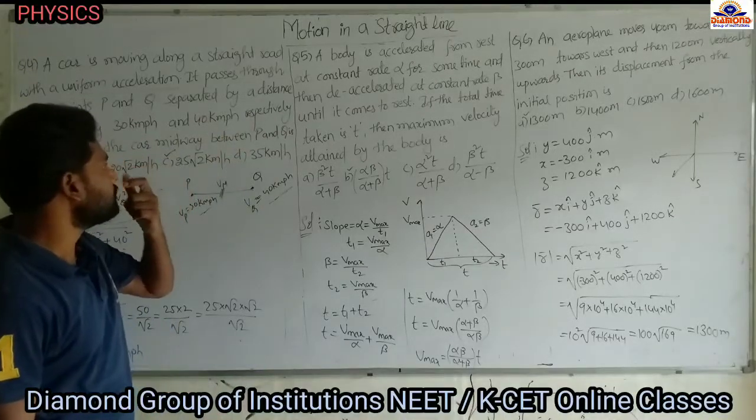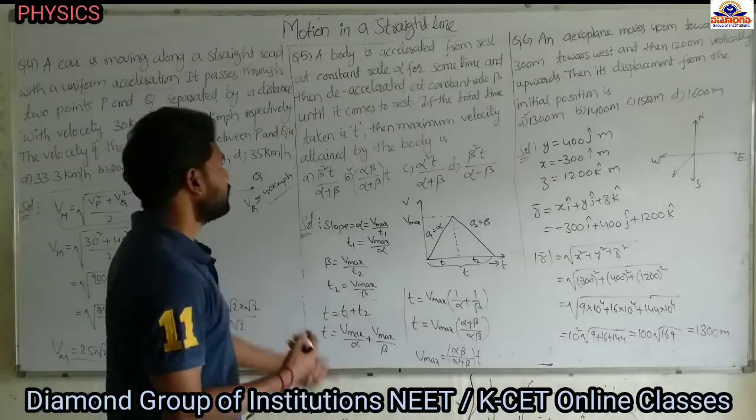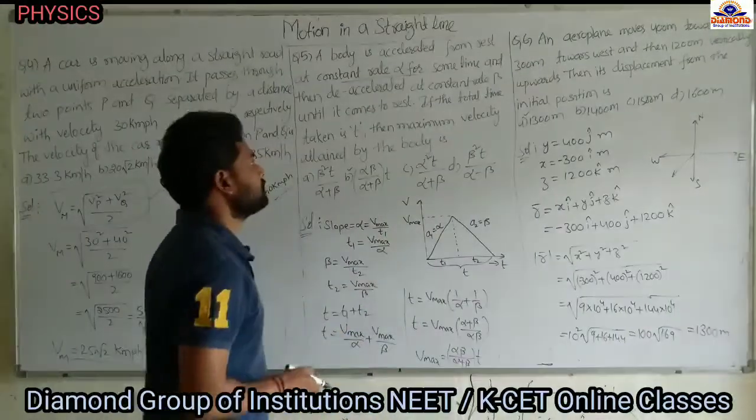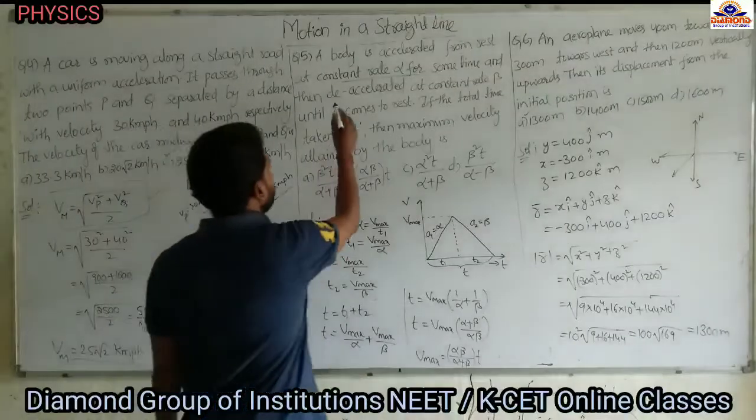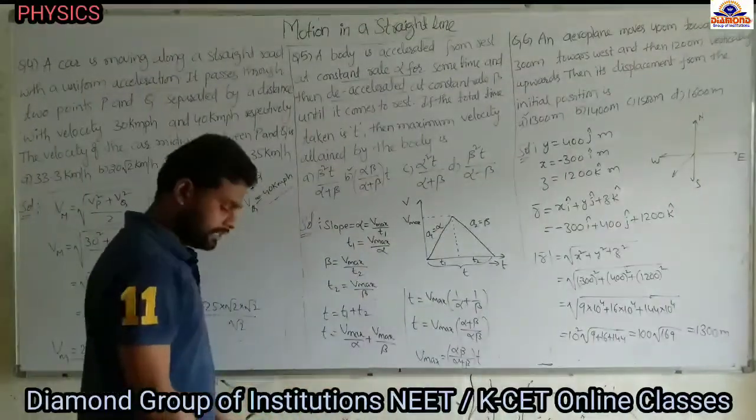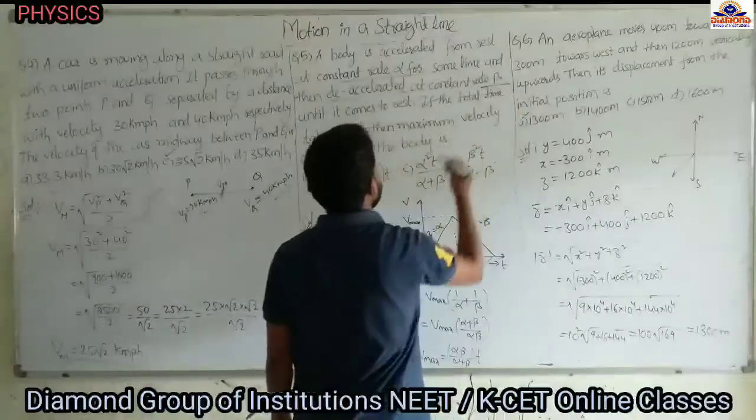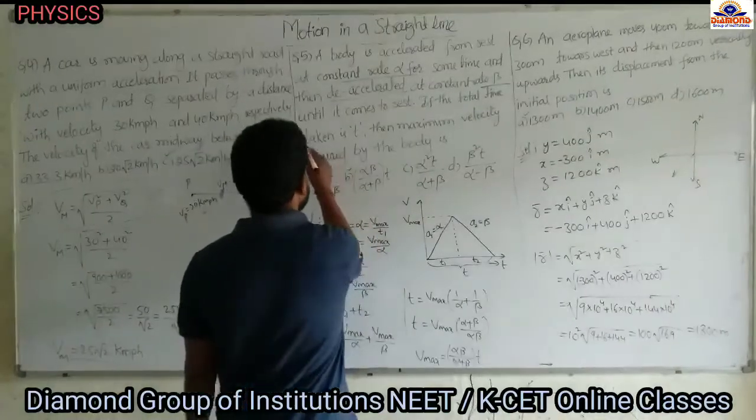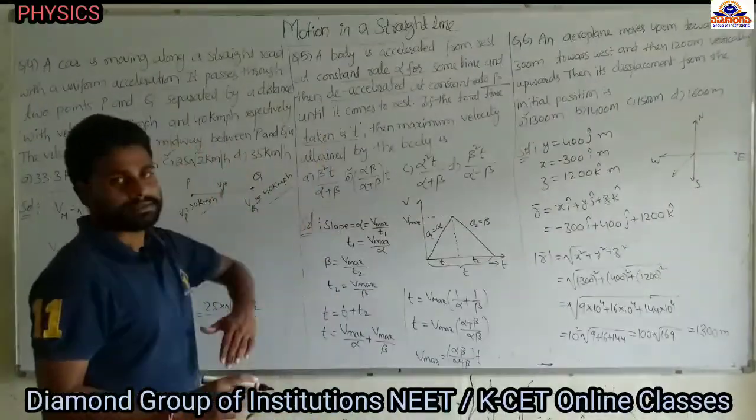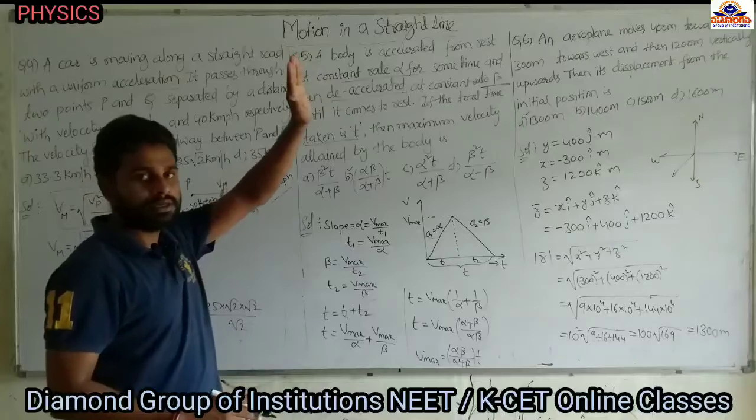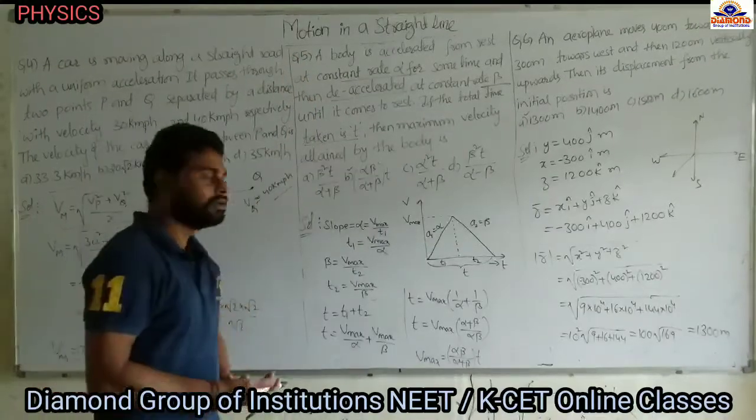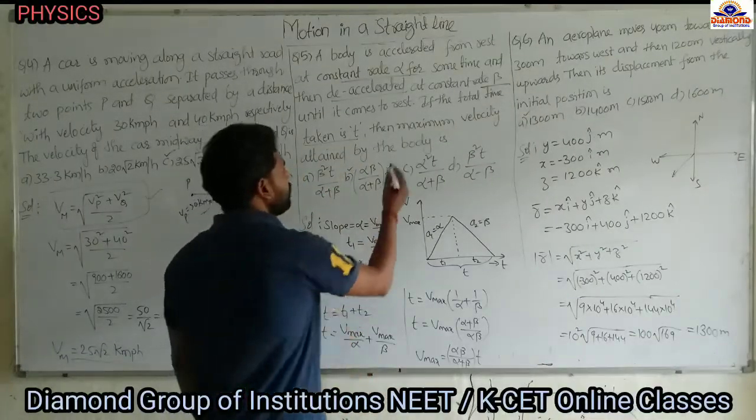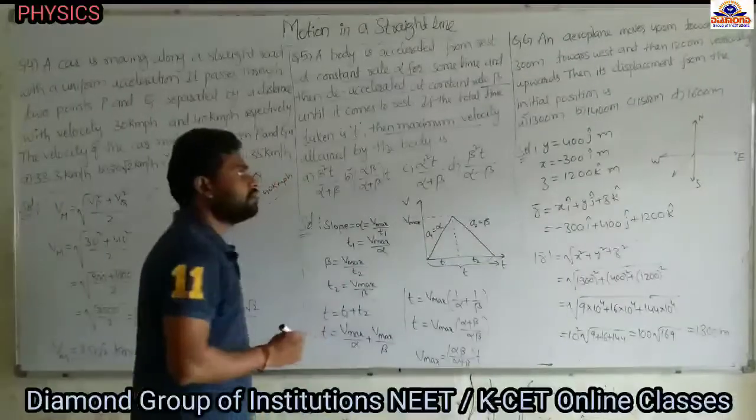Now see, a body is accelerated from rest at a constant rate alpha, and then decelerated at a constant rate beta until it comes to rest. The total time taken is t. So first it accelerates, reaching the maximum velocity, then decelerates until the velocity becomes 0. We have to find the maximum velocity attained by the body.